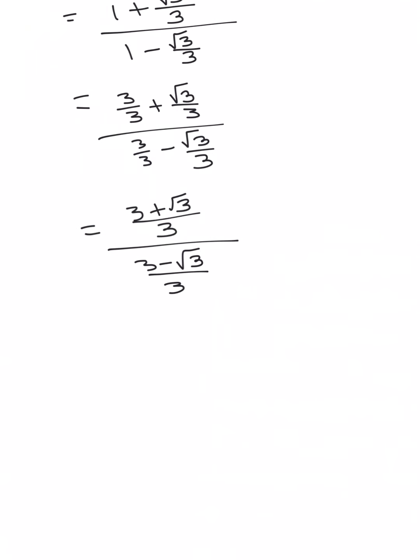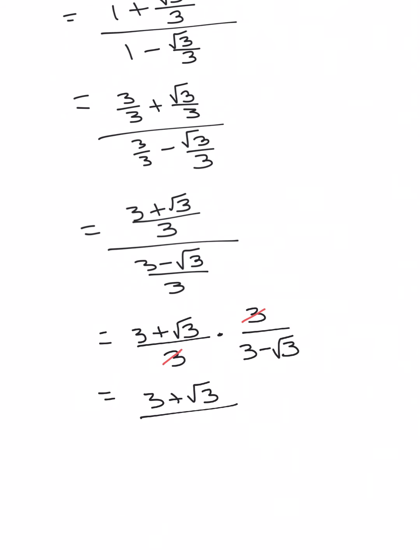Since I have a complex fraction, I leave the numerator alone, and then I multiply by the reciprocal, so I'm going to be times 3 over 3 minus the square root of 3. Now here, the single 3's in the numerator of the second and denominator of the first can cancel. And you are left with 3 plus the square root of 3 over 3 minus the square root of 3.